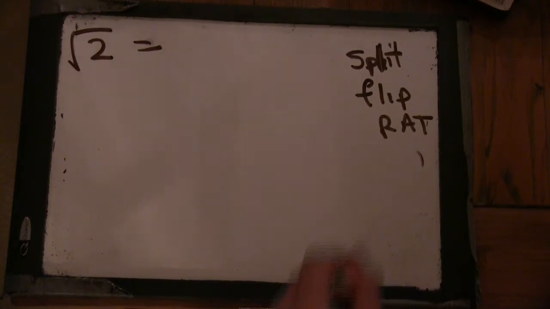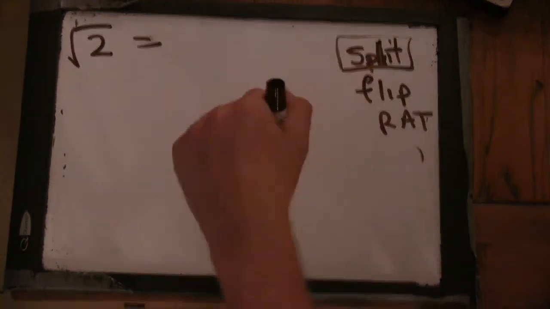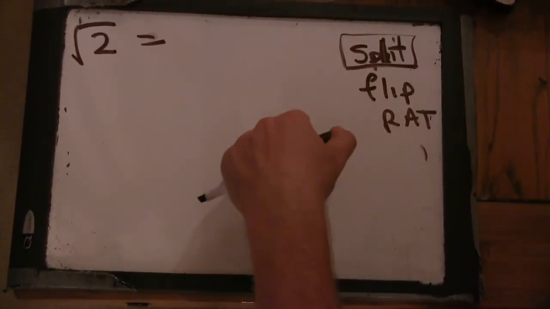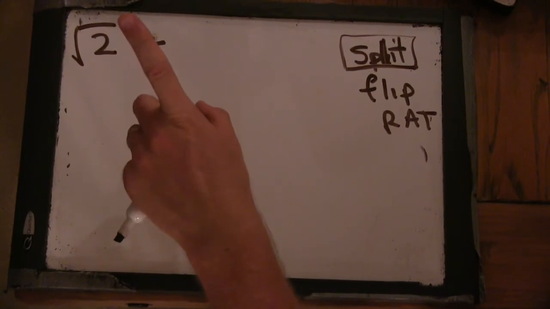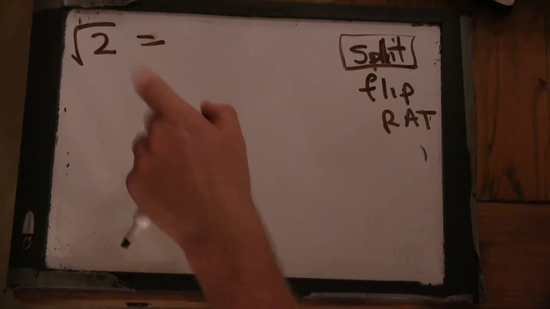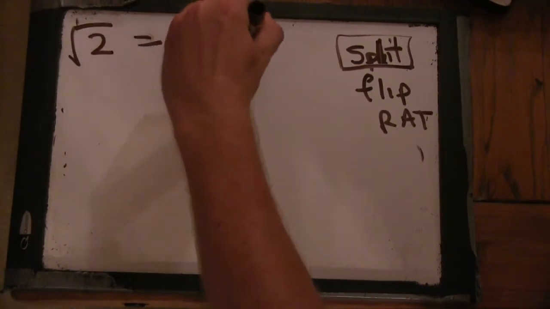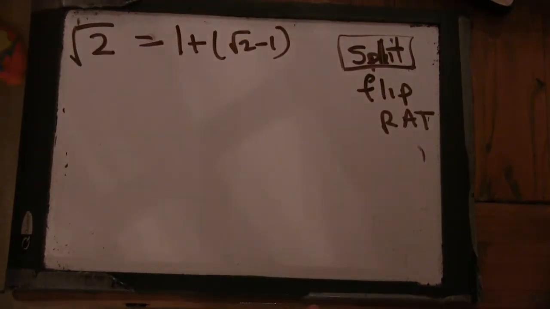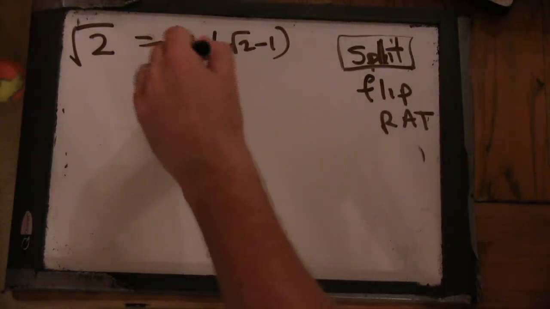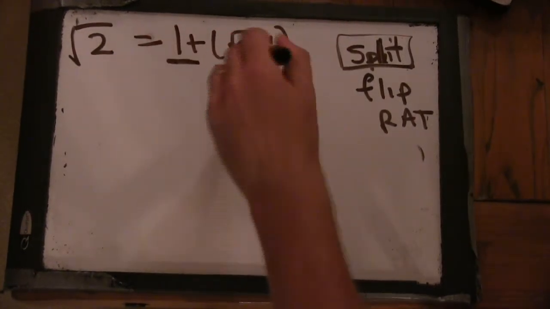So first we split out the integer part and the non-integer part. Do you know what the square root of 2 is as a number? It's between 2 integers, 1 and 2. Yeah, so this is 1 plus the square root of 2 minus 1. So we split it into its integer part and its non-integer part.